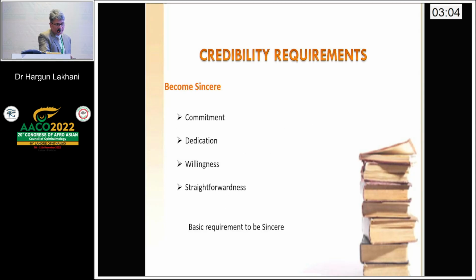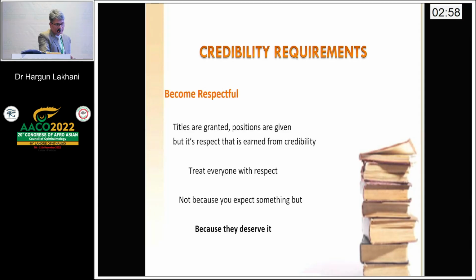Be sincere, committed, dedicated, willing, and straightforward. These are the basic requirements for being sincere. Be respectful, because we shouldn't respect people just because they are colleagues, or because they think they deserve it. Titles are granted and positions are given, but respect is earned by credibility.